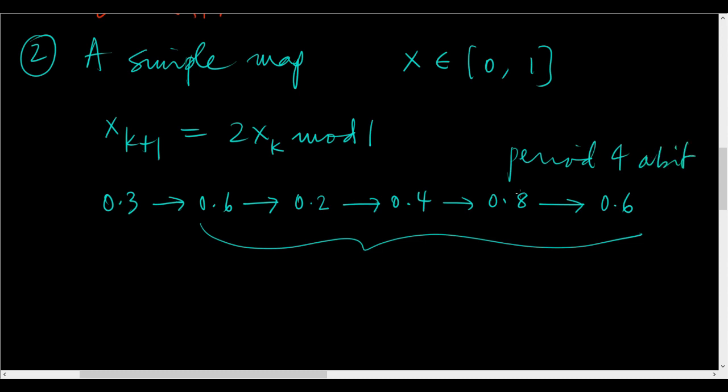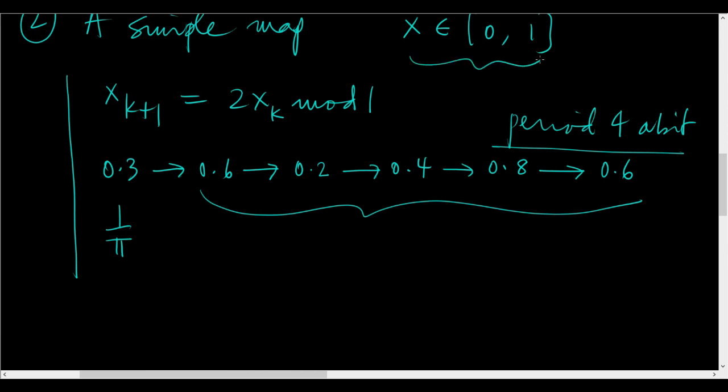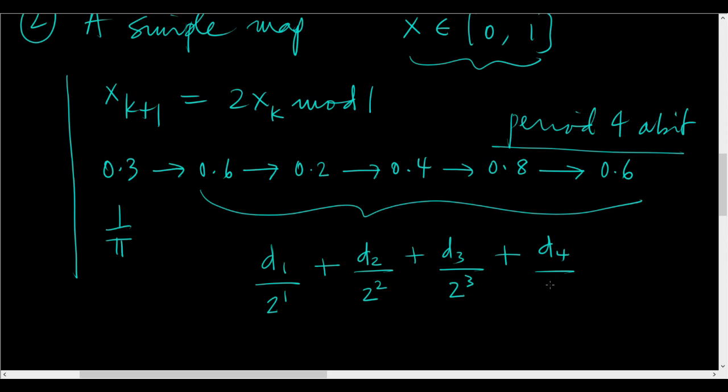Obviously, most things are not periodic. For example, you could start with 1 over pi, and then it will just be an aperiodic sequence. Okay, so this is something to note. What is interesting is that x, being any fraction between 0 and 1, can be represented as d1 by 2 to the 1 plus d2 by 2 to the 2 plus d3 by 2 to the 3 plus d4 by 2 to the 4 and so on.